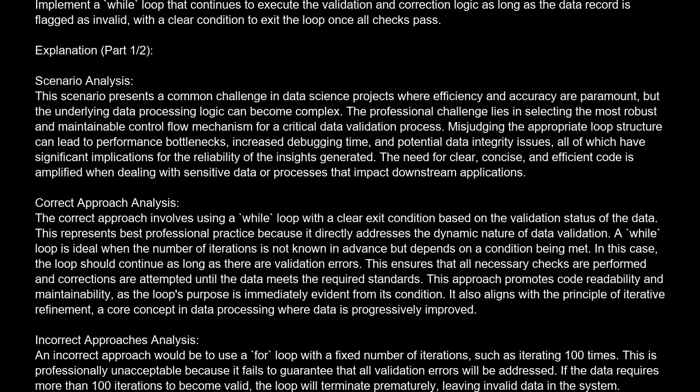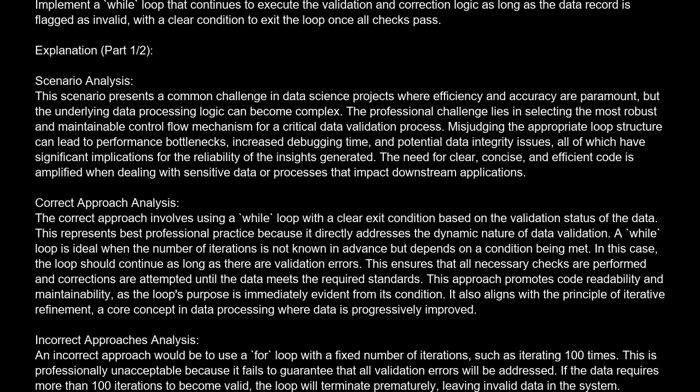This approach promotes code readability and maintainability, as the loop's purpose is immediately evident from its condition. It also aligns with the principle of iterative refinement, a core concept in data processing where data is progressively improved.